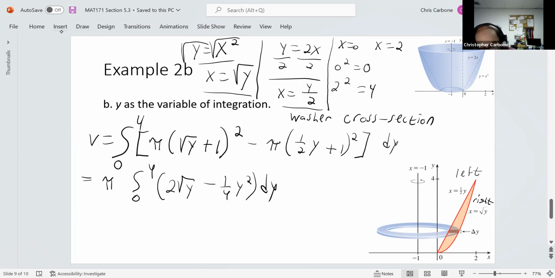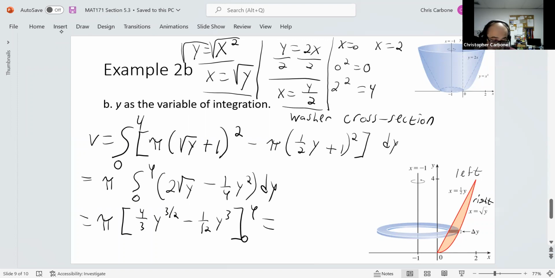So integrating that, we get pi times 4/3 times y to the 3/2 minus 1/12 times y cubed. And we are evaluating this between 0 and 4. Again, as with the last example, you put 0 in, you get 0 back anyway. When you put 4 in, you should get the same answer as we just saw, 16 pi over 3.